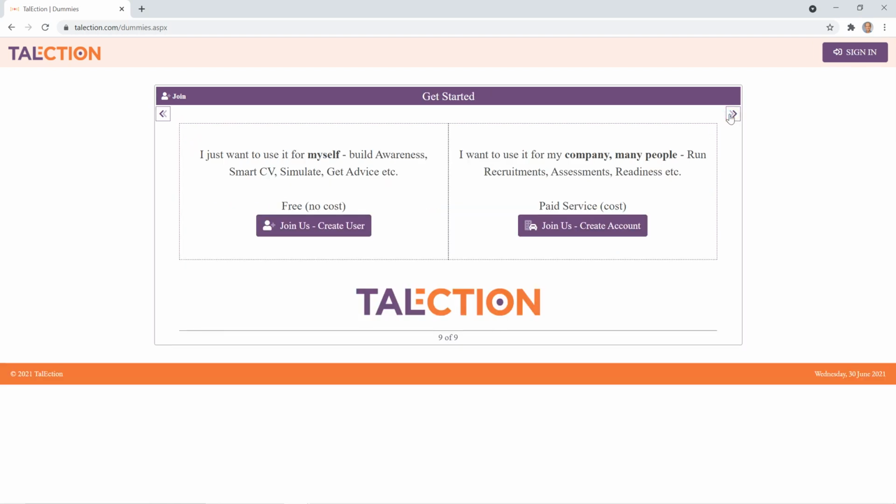If you think this is interesting and you would like to get started, you have the option of just creating a user, which is for yourself as an individual, and start using the platform for yourself. Or you can create an account for your company, or if you want to work with several people to run recruitments, assessments, readiness, etc.